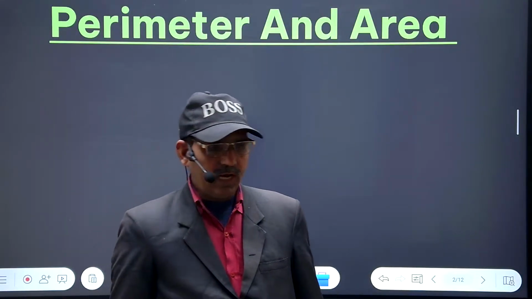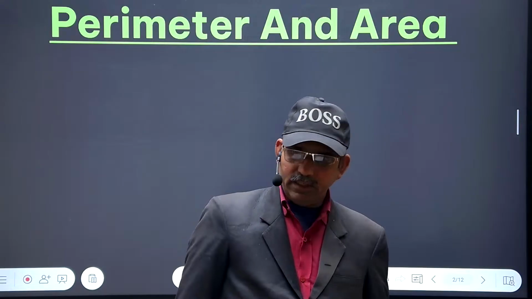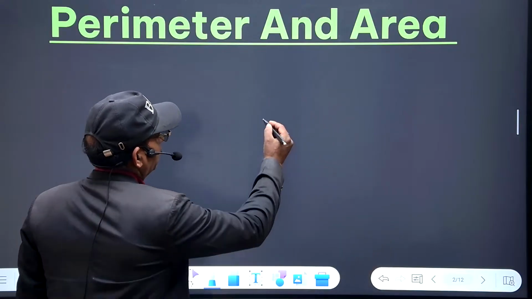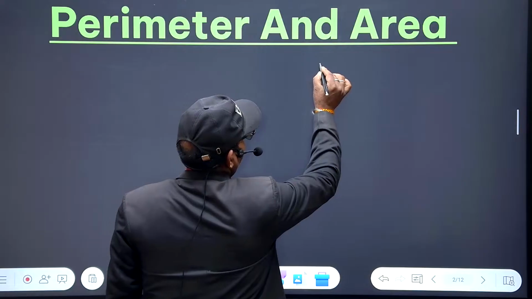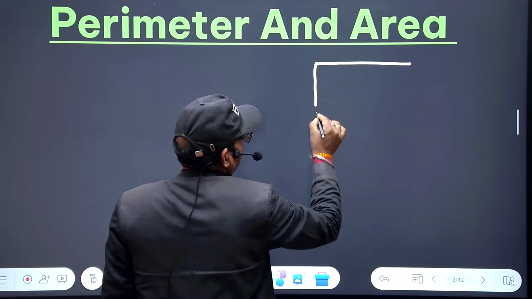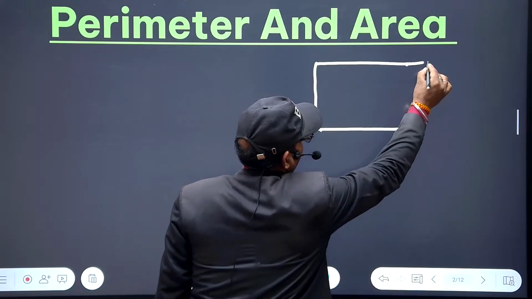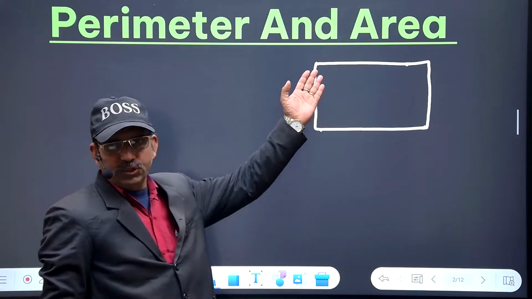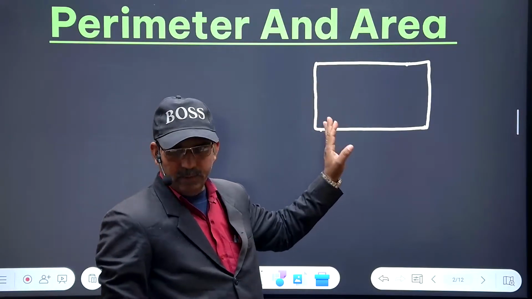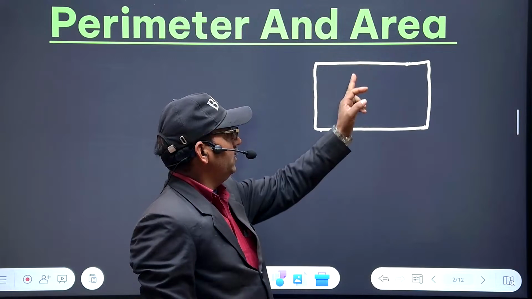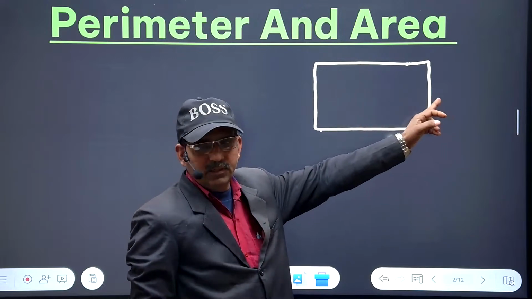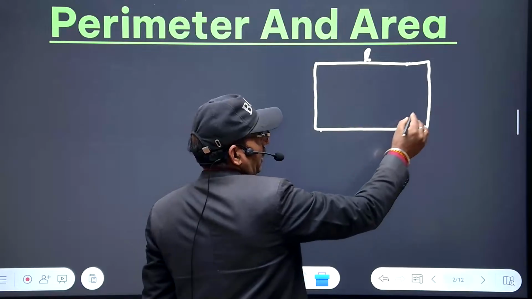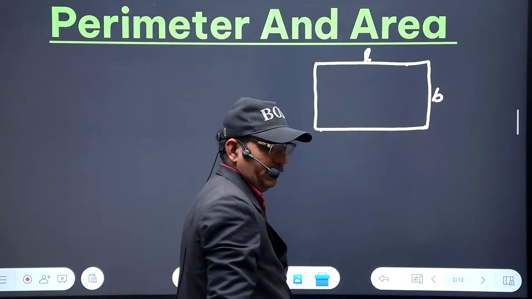So all are aware of rectangle and square. Now here this is the diagram of a rectangle. In a rectangle, opposite sides will be equal and parallel. So this is the length, and next breadth, and next will be the breadth. Suppose here the length is denoted by L and breadth is denoted by B.